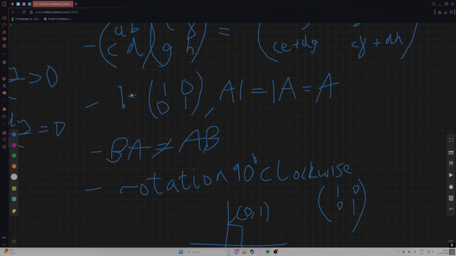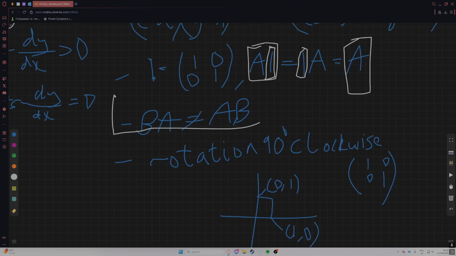Next, the identity matrix. This is the matrix you have to remember. It's the only matrix you actually have to remember. And it just means that if you multiply this matrix by any other matrix, the A's and the B's here represent matrices, it will just give you the original matrix. Doesn't matter if it's before or after the original matrix.